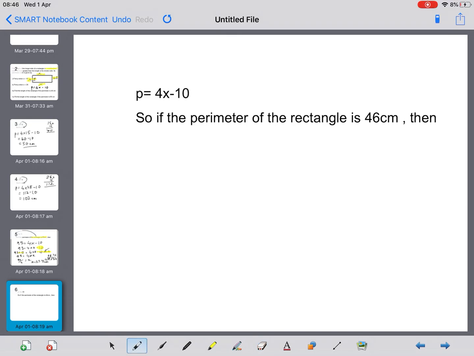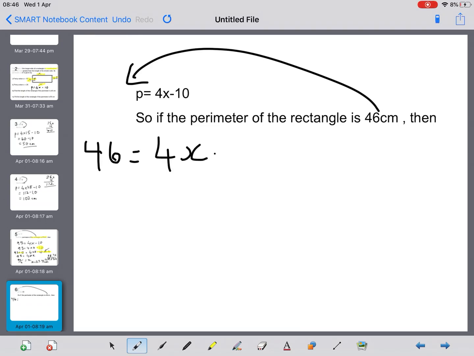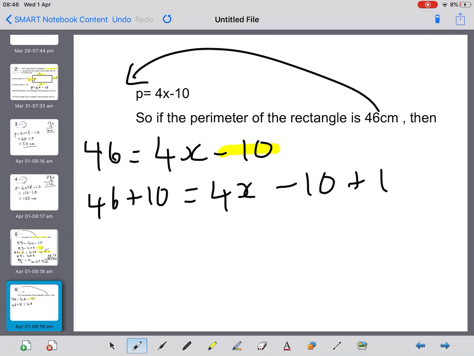If the perimeter of the rectangle is 46 centimetres, we can put that 46 where the p is. So you've got 46 equals 4x minus 10. We're going to do the same. We're going to add 10 to both sides to get rid of this. So 46 add 10 equals 4x minus 10 add 10. We've added that 10 to both sides.